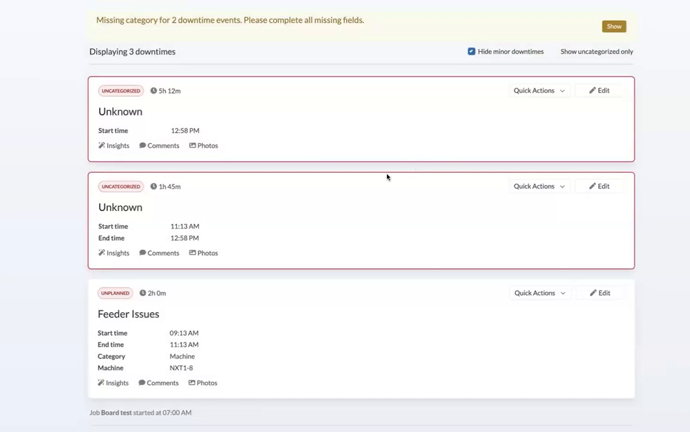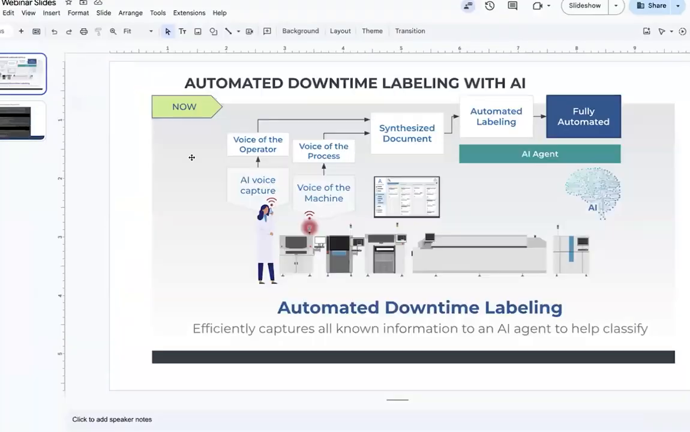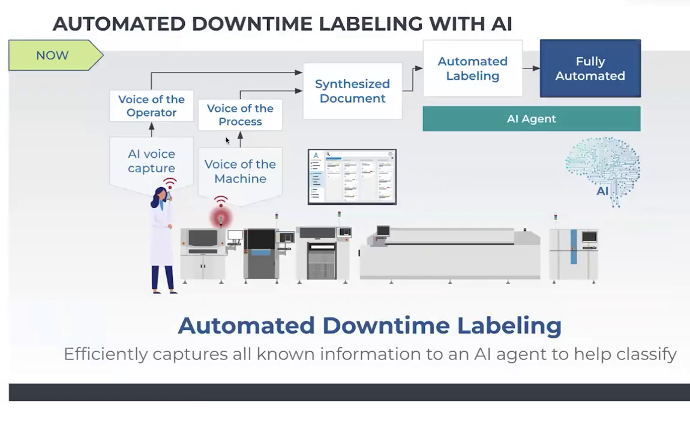So the question then becomes, how does this all happen in the background? And just as Andrew was talking about, we take what we call the voice of the operator and the voice of the process. We combine these together into a synthesized document. This is a payload that we feed to the LLM to ask it to analyze and then return its best guess at a category and reason and machine.